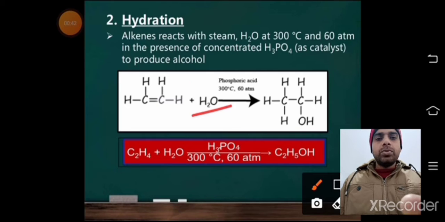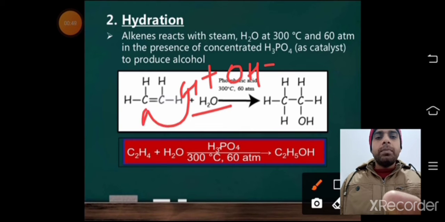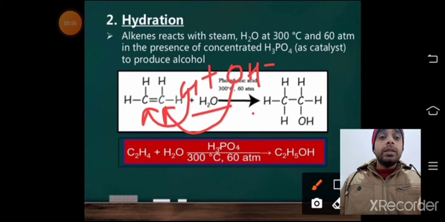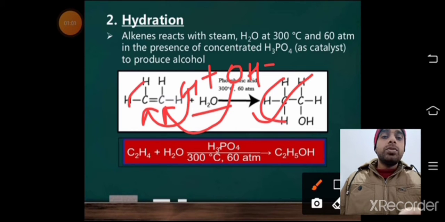You can see that H2O can break down into H plus and OH minus. This H plus will come and attack at this first position, and OH negative will attack this position. So here the product you can get is CH3. Earlier it was a double bond. Whenever the pi bond, which is the loose bond, breaks down, it will attach one hydrogen at this position and one hydroxide at this position. So you will get this product.